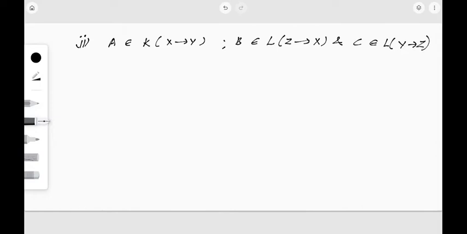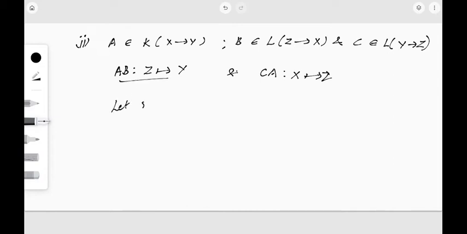Now we need to prove AB and CA are elements of K from corresponding, that is, they are also compact. So let's see what will be the mapping AB. AB will be a mapping from Z to Y, and what will be CA? It will be a mapping from X to Z, right? So clearly they are mappings from Z to Y and X to Z. We just need to show that they are pre-compact. Okay, so for that let us see the first one.